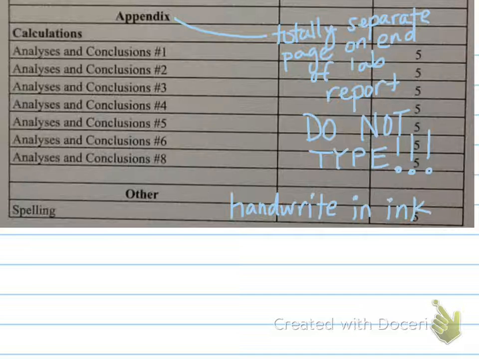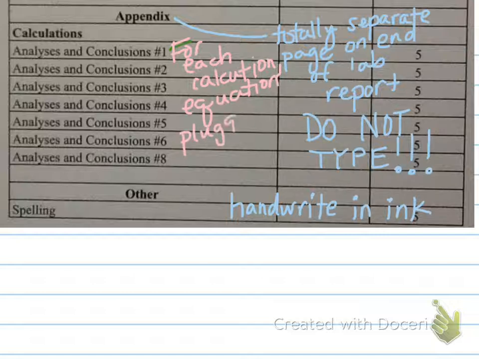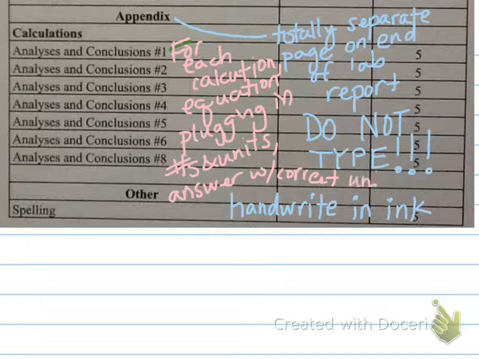Now, what do I want here? I want for each calculation, okay, so for each calculation, choose a different color that shows up here, okay, for each calculation, I want an equation, plugging in your numbers and units, and then your answer with the correct units and significant figures. Okay? So let me kind of give you an example, and we're going to talk about how to actually do these calculations in a couple minutes.